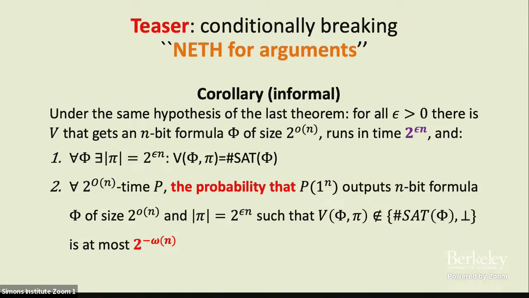Where's the probability? Is it in the verifier? Oh, the probability is in the prover, but the verifier is completely deterministic. So the prover can have randomness. Yes, the prover can be randomized. This only makes the statement stronger. Of course, you can also talk about a deterministic prover.